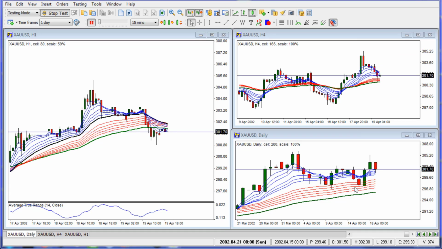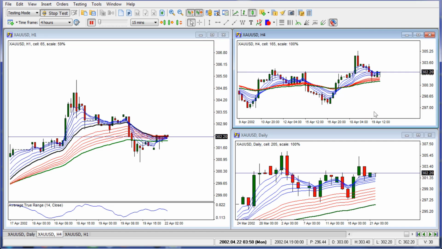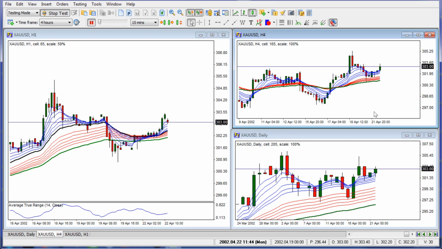Okay, so now looking at the daily XAU US dollar again. Moving on, we are seeing fanned out moving averages on the daily, so that's a check. Now looking for the same to happen on the 4 hour, not happening at the moment. The 4 hour moving averages, or the fast ones, are pointing down, so that's not concurring with the higher time frame.